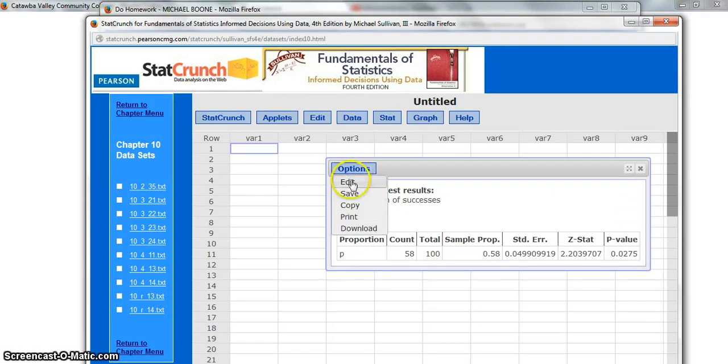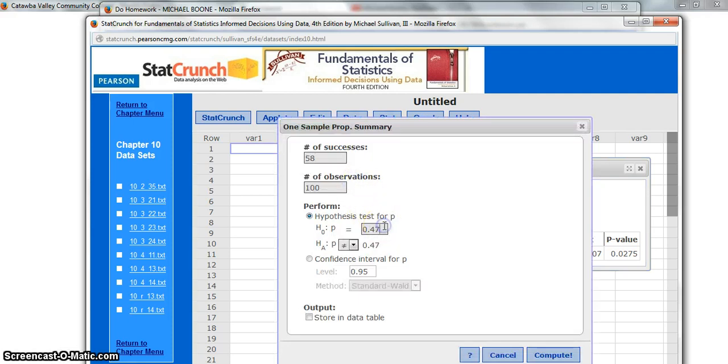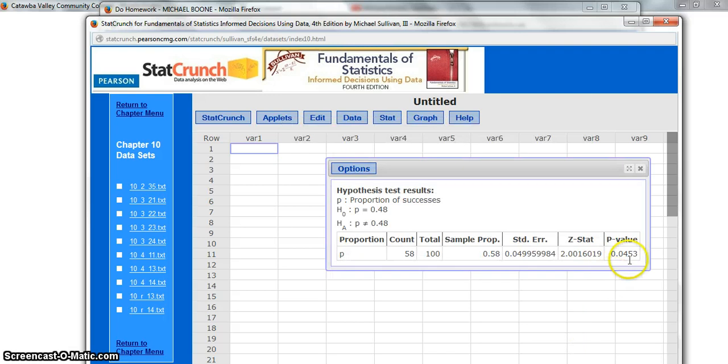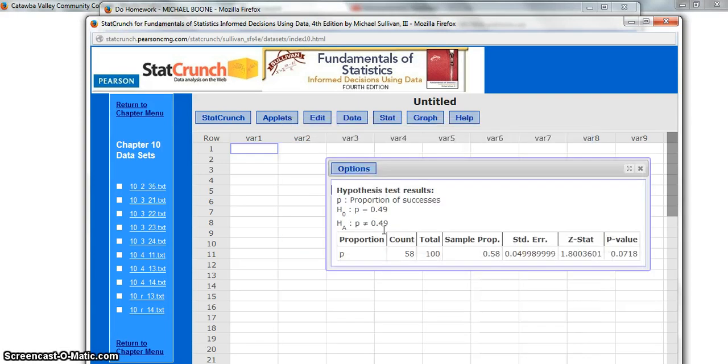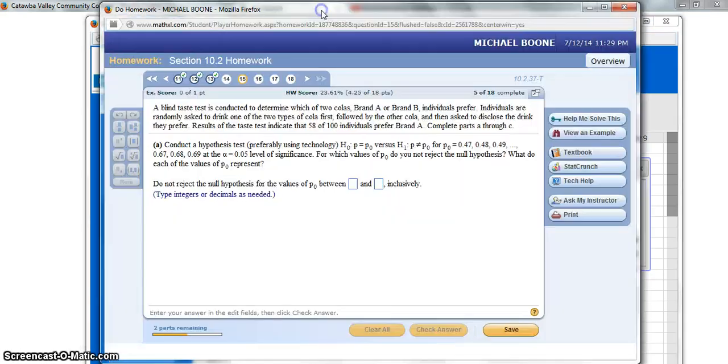I would change it to 0.48. I would still reject. Again, they're asking us to not reject. So I'm guessing it's the 0.49, and it was greater than our level of significance of 0.05. So 0.49 would be one, and then due to the symmetry of it, the other one most likely would be the 0.67. So let's check that, 0.49 to 0.67.